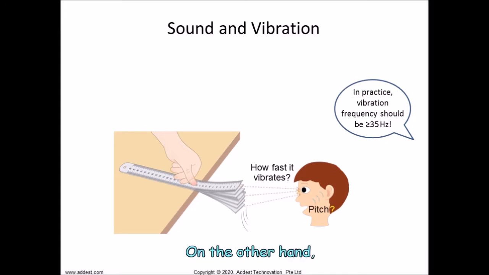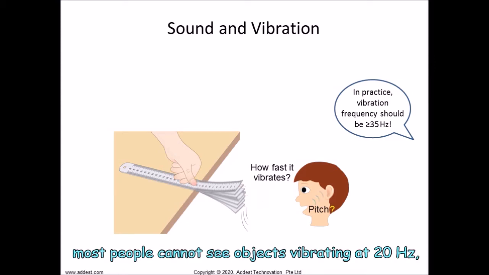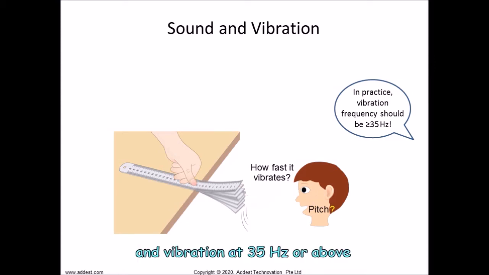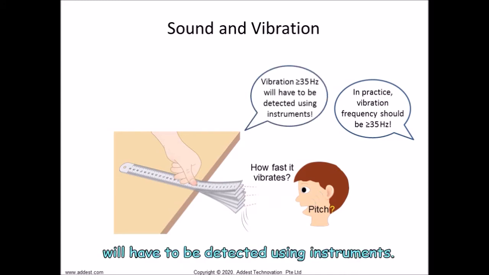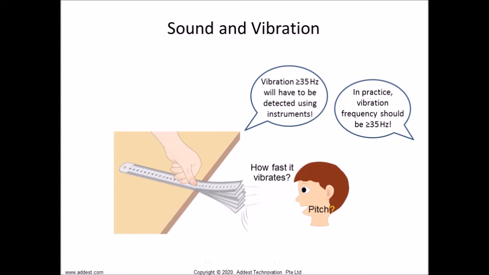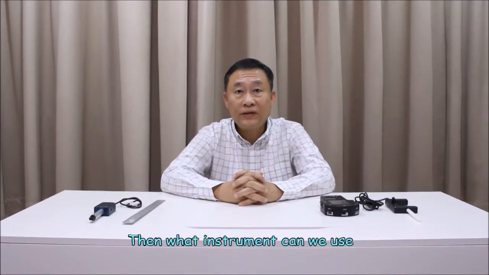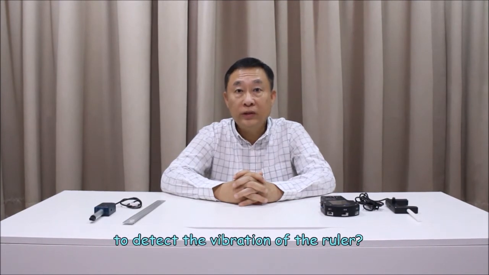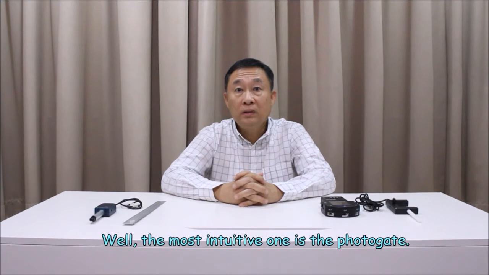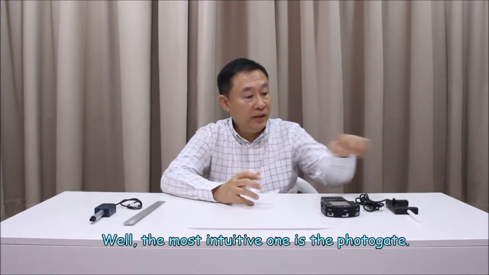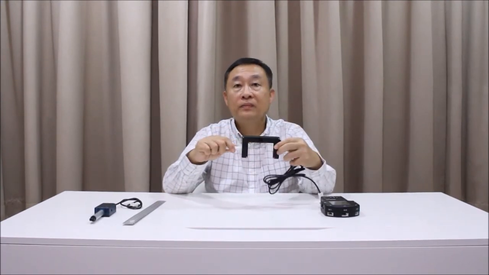On the other hand, most people cannot see objects vibrating at 20 Hz, and vibration at 35 Hz or above will have to be detected using instruments. Then, what instrument can we use to detect the vibration of the ruler? Well, the most intuitive one is the photo gauge.